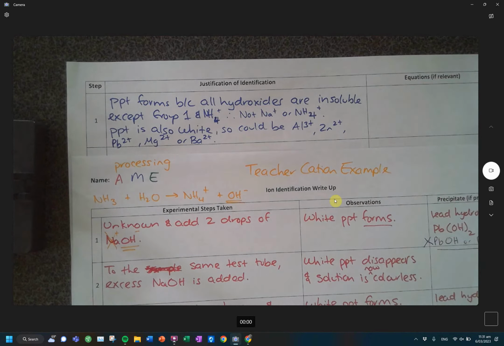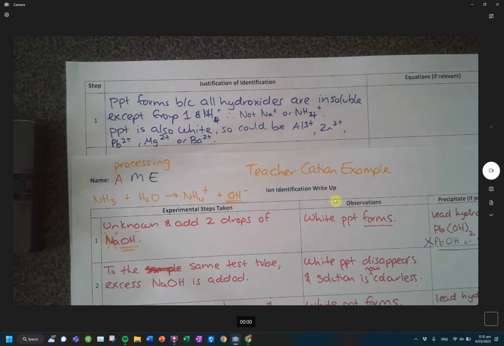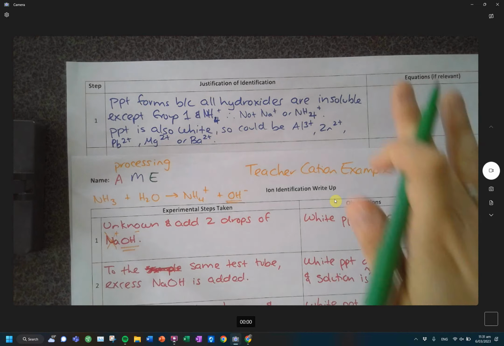All right, step number 2. To the same test tube, you add excess sodium hydroxide, and what you notice is that the white precipitate disappeared and the solution is now colorless. This justification is explaining that a complex ion has formed, and so that is now going up to the excellence level. If you don't do this justification, then you're not getting up to the excellence level, and that's okay, you're still going to be at merit.